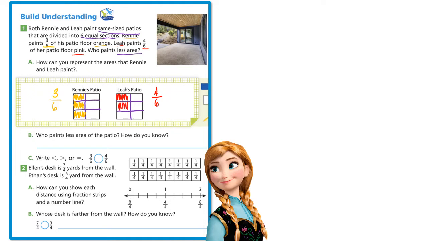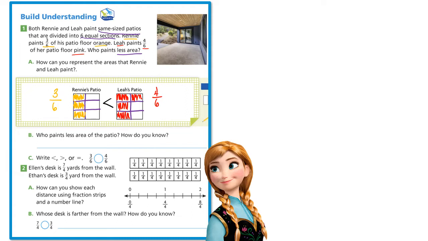1/6, 2/6, 3/6. That would be the same amount. And now I'm shading in an extra one, 4/6. That makes it very easy to compare my 2 models. They're the same size, they're broken up in the same way, so now I can easily compare them. I can see that 4/6 is a larger area. There's more painted in Leah's patio than in Rennie's. So if I'm using my symbols, I'm going to say that Rennie's patio is less painted than Leah's patio, and I would put less than.